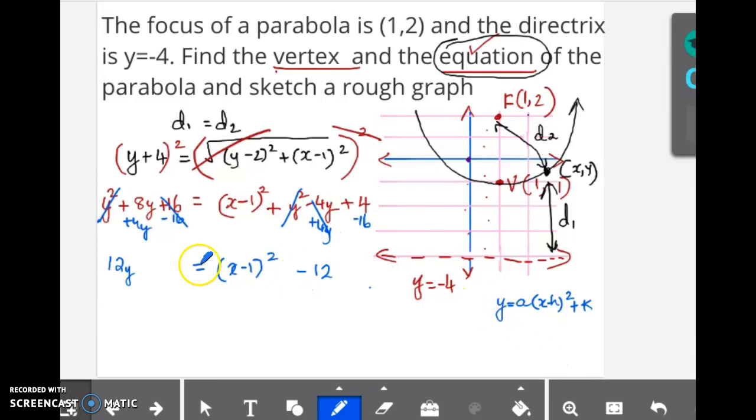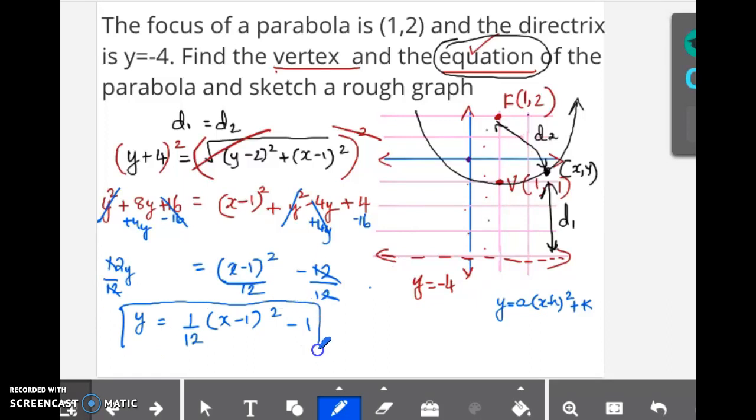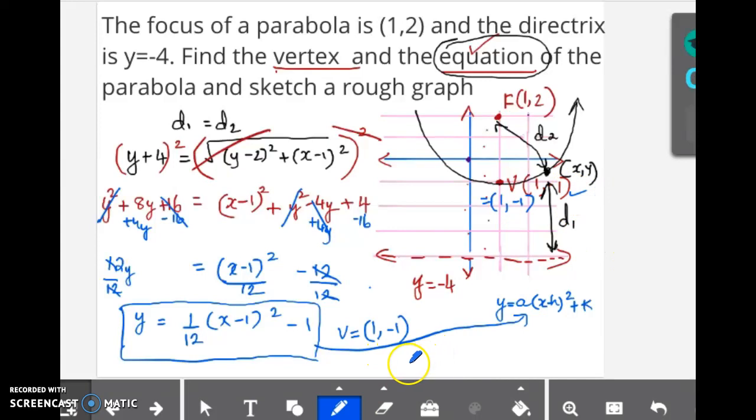So I need only the y for it to look like the equation of a parabola. So dividing by the coefficient 12 throughout, they cancel. I get y is equal to 1 over 12 times x minus 1 the whole square minus 12 divided by 12, which is 1. So this is my equation of the parabola. So when you compare it to the general equation, we can see that the vertex is h, k, which is 1 comma negative 1, which is exactly what we had in the first place when we graphed. The vertex here was 1 comma negative 1. I wrote it over here actually. So that's how you find the equation of the parabola.